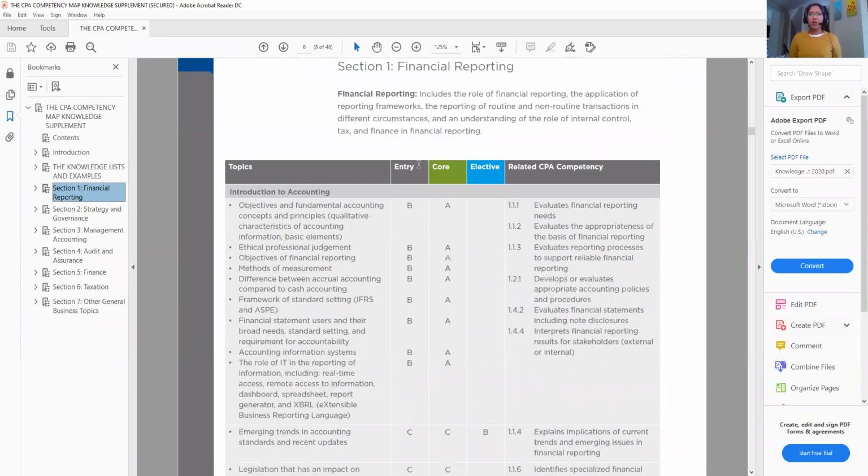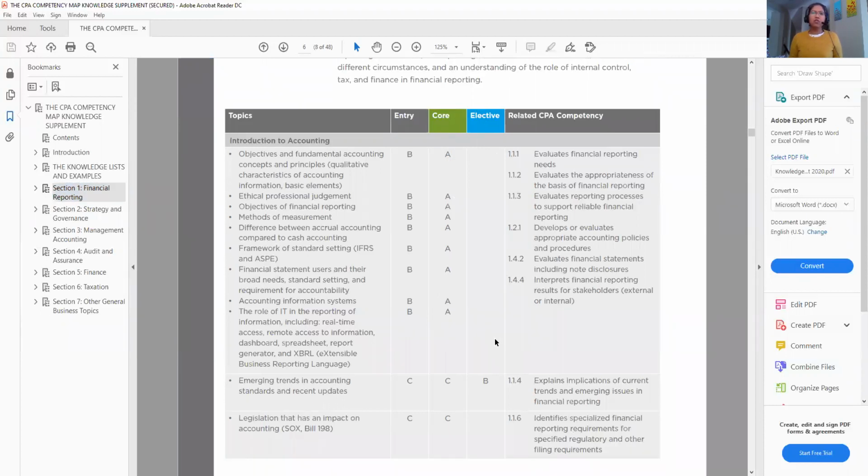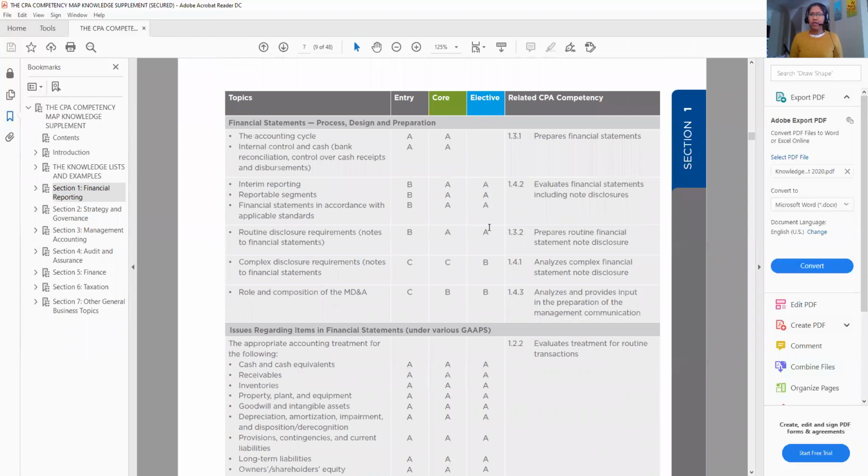So for financial reporting, for each chapter, you will see that there are 3 columns here: entry, core, and elective. What that means is, if it's not your elective, then for your CFE you should be referring to the core column, and if you have the elective for that subject, then you should be referring to the elective column. Now if you have the assurance elective, then FR is always at A level. So you will see that if you have assurance elective, then automatically most of the FR topics are also at A level.